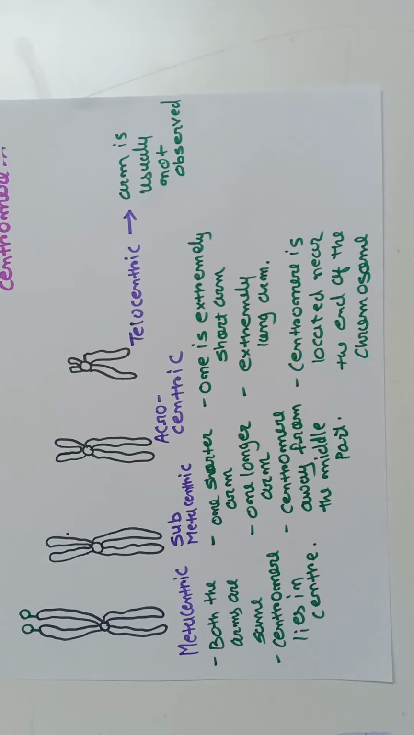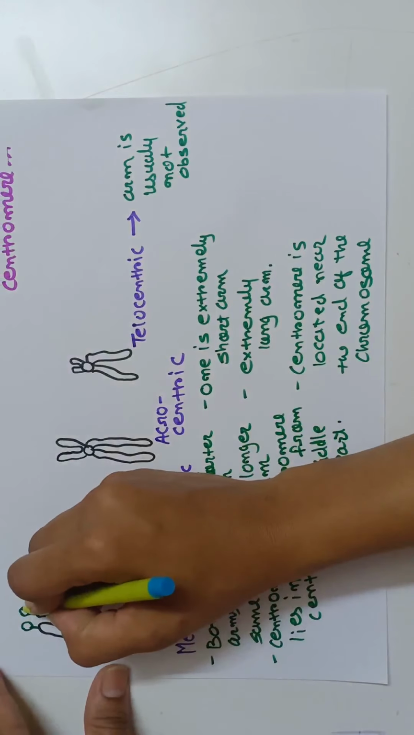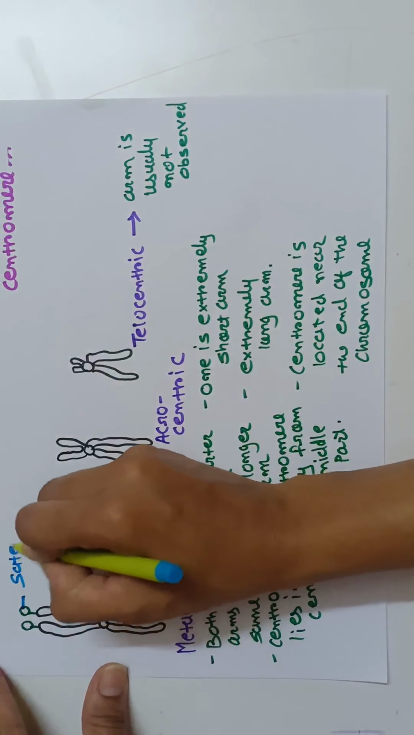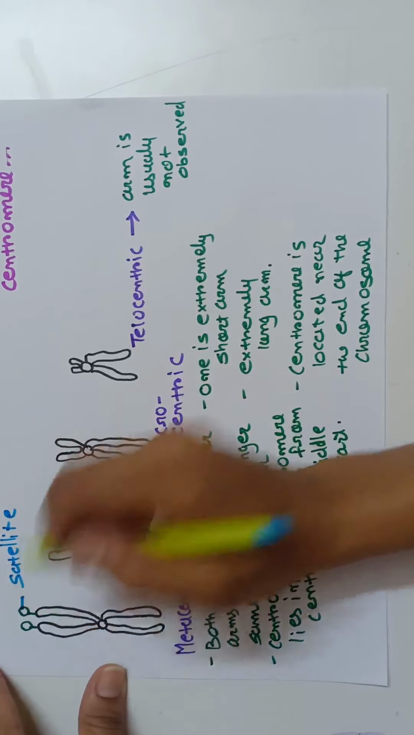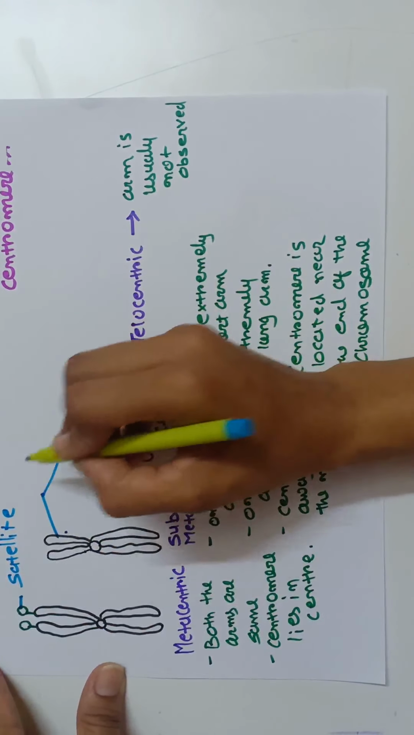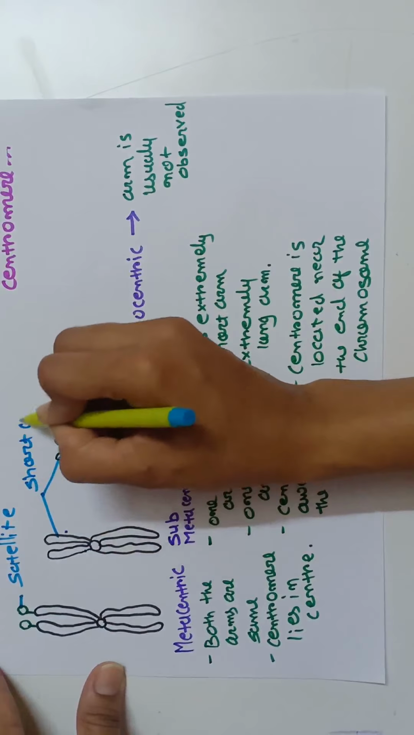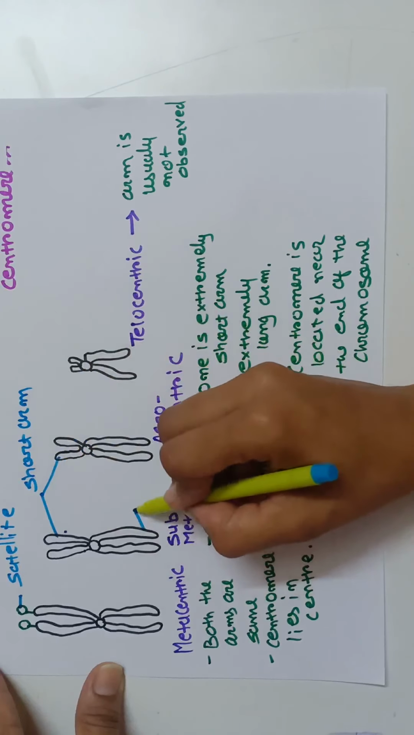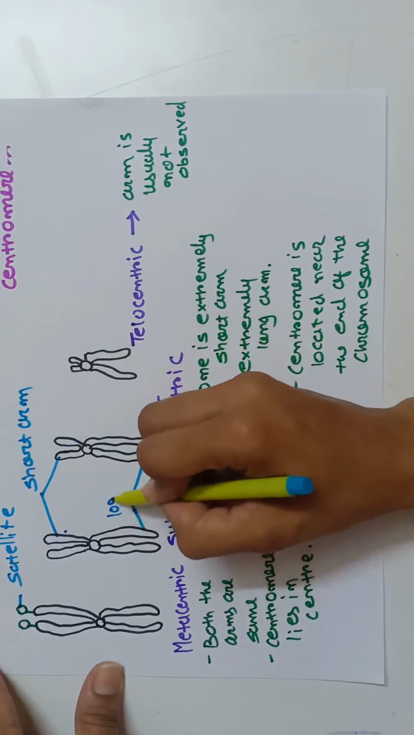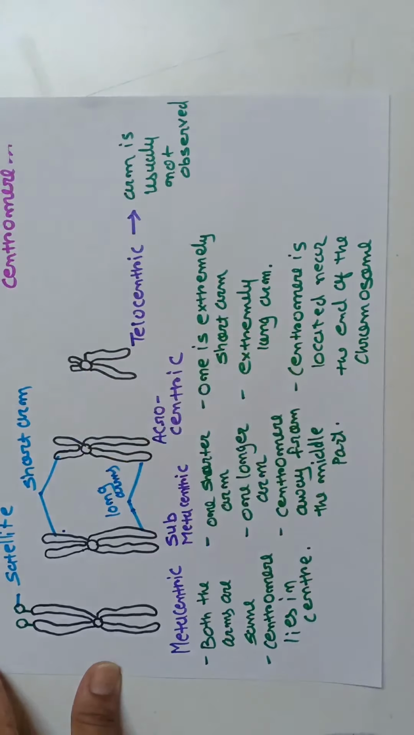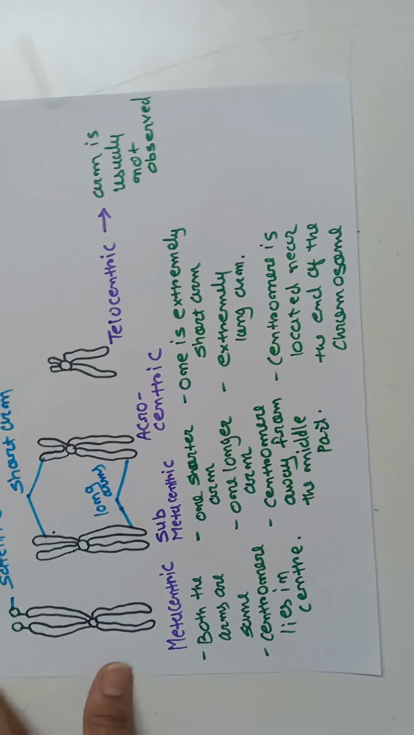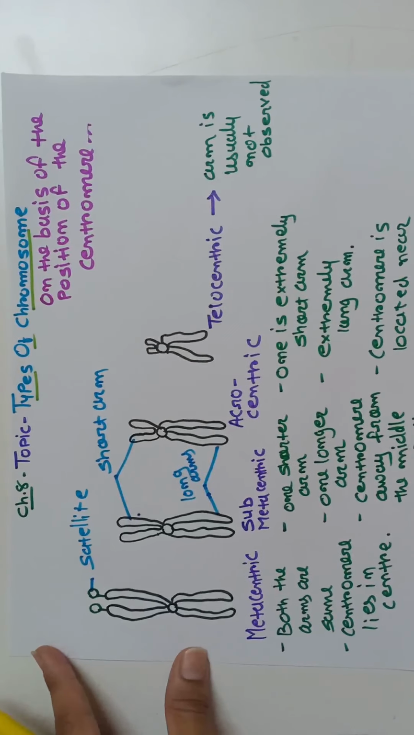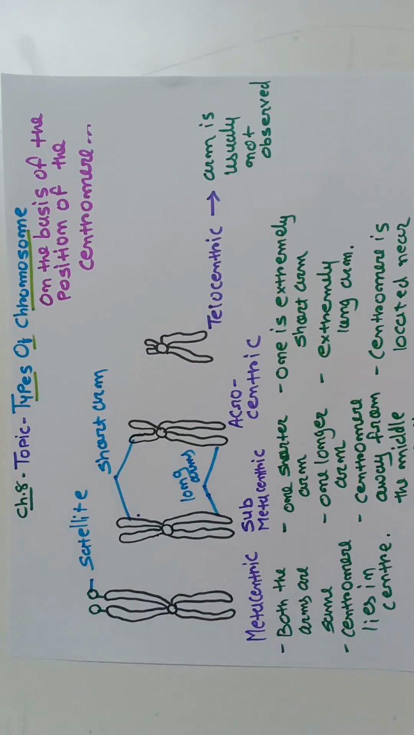We also discuss the satellite. It is the part of the secondary constriction. So here this is the satellite. These both are short arms. These both are long arms. So these are the types of chromosome on the basis of position of the centromere.